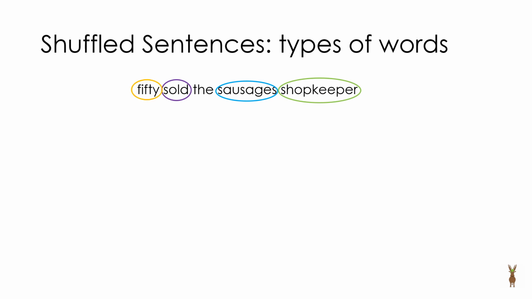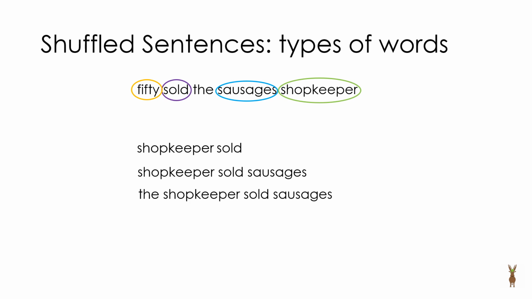Who or what does sold apply to? The shopkeeper must have sold something, so we have shopkeeper sold. What could the shopkeeper have sold? It must be sausages. So now we have shopkeeper sold sausages. We can't start a sentence with shopkeeper, so the must go at the beginning. The shopkeeper sold sausages. The only word left is 50. It must describe the sausages. It's the adjective to describe the noun sausages. The shopkeeper sold 50 sausages.